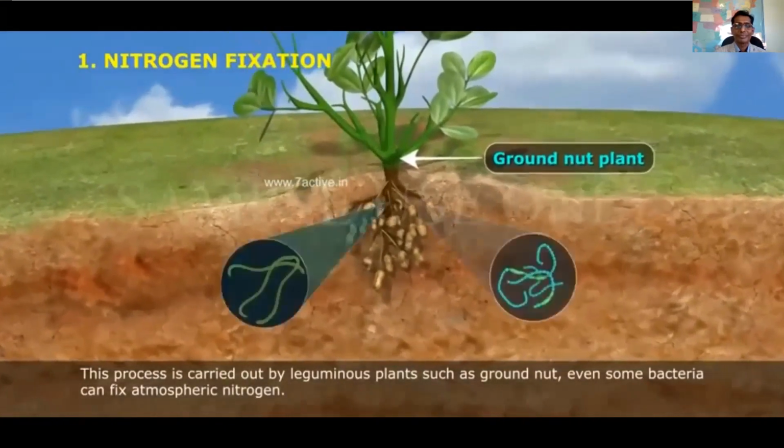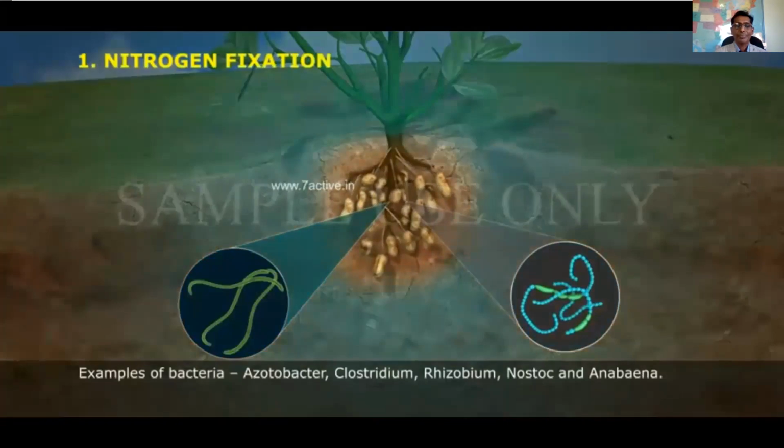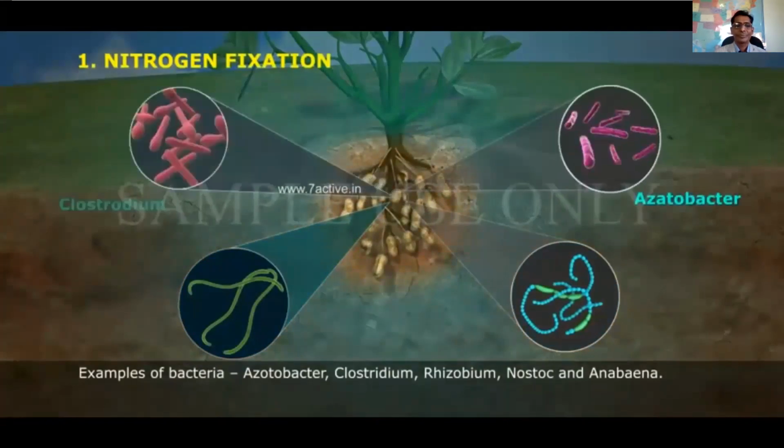Even some bacteria can fix atmospheric nitrogen. Examples of bacteria: Azotobacter, Clostridium, Rhizobium, Nostoc, and Anabaena.